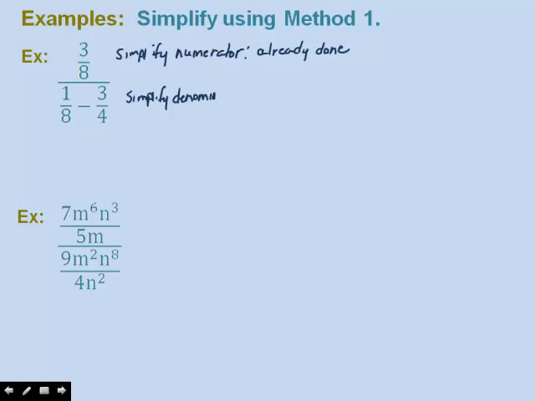So to simplify it, what we mean is to find the LCD. So if we look at our fractions, our denominators, we have an 8 and a 4. The LCD of those two would be 8. So that means that we would have 1/8. We don't need to change that because it already has the LCD as a denominator. Then for our 3/4, to get an 8 for our denominator, we would have to multiply by 2.